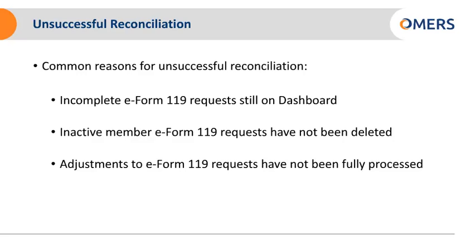Sometimes, reconciliation does not complete successfully and further action must be taken. Common reasons for unsuccessful reconciliation include incomplete eForm 119 requests still on dashboard, inactive member eForm 119 requests have not been deleted, adjustments to eForm 119 requests have not been fully processed. All three of these potential reasons can be viewed under the Other tab. Remember that inactive eForm 119s and eForm 119 adjustments must be 0 in this tab in order for reconciliation to be successful.